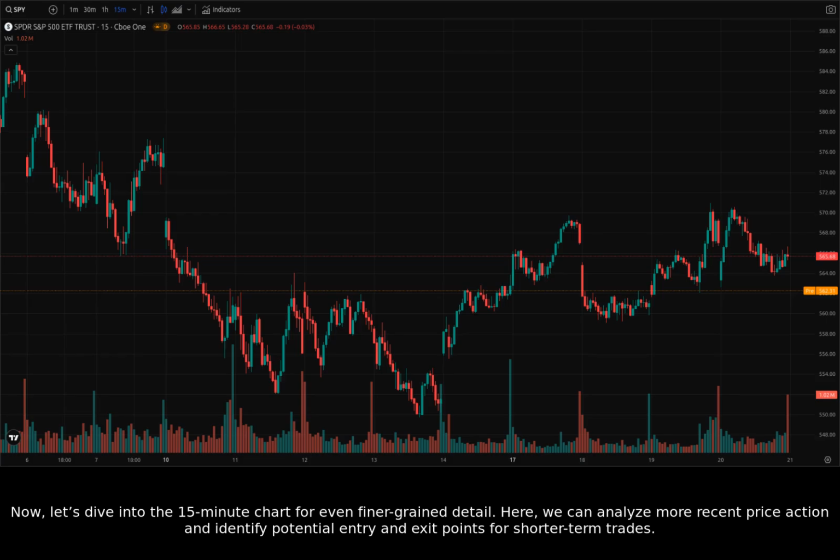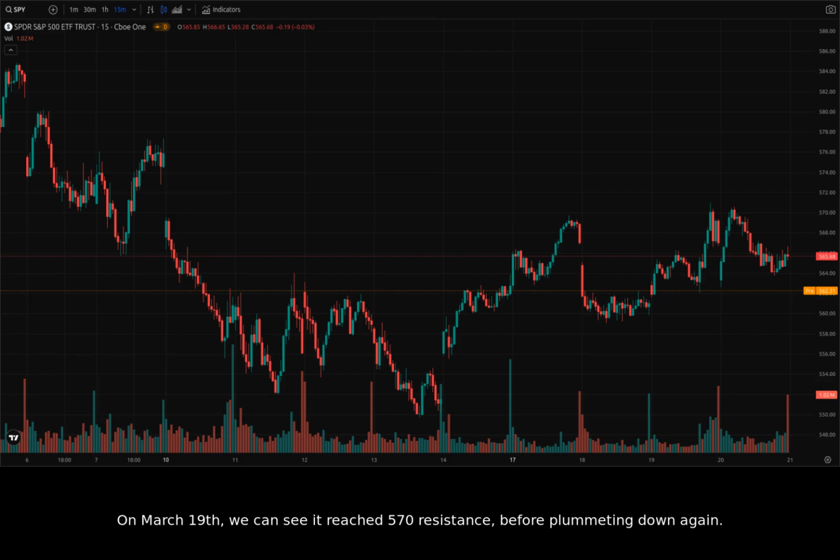Now, let's dive into the 15-minute chart for even finer-grained detail. Here, we can analyze more recent price action and identify potential entry and exit points for shorter-term trades. On March 19th, we can see it reached 570 resistance before plummeting down again. It did the same on February 28th. This confirms our prediction of the resistance at 570.